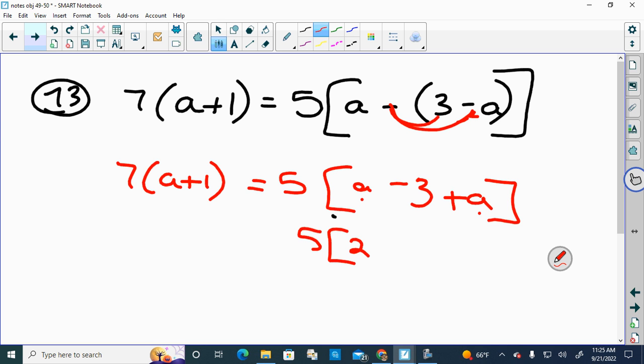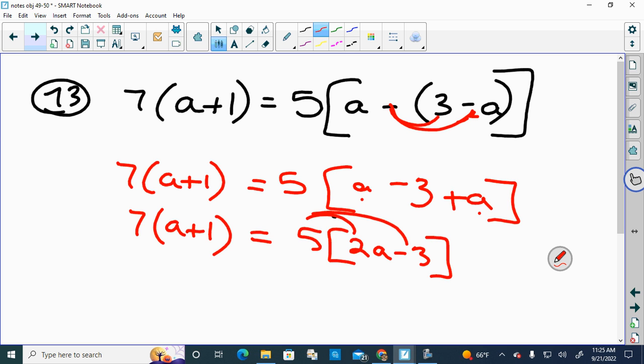Okay, so I have 2A minus 3. And again, the bracket's just like parentheses. Okay, so I simplified my bracket. Now I go outside of it. What do I do with that 5? Times or distribute. Okay, so that would be 10A minus 15. Okay, what about the left side? 7A. Good. Plus 7. Good.